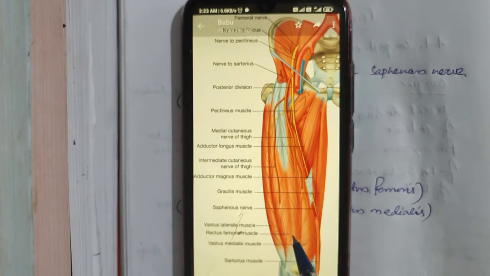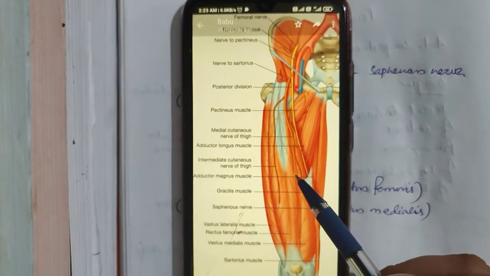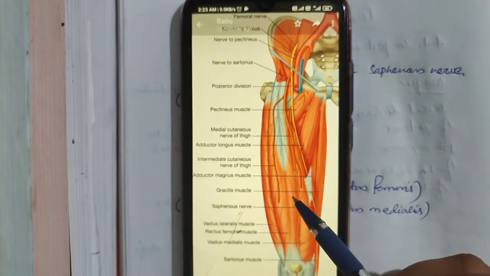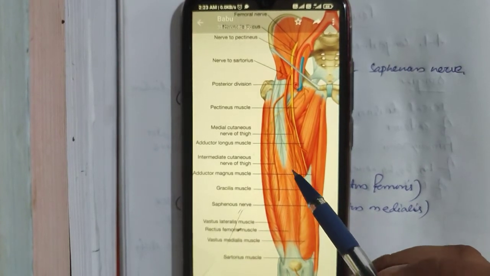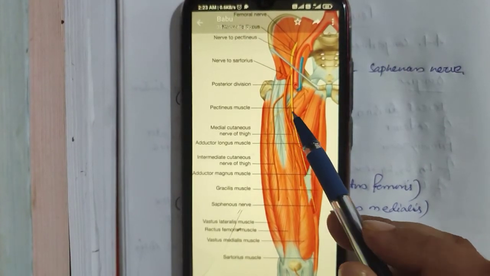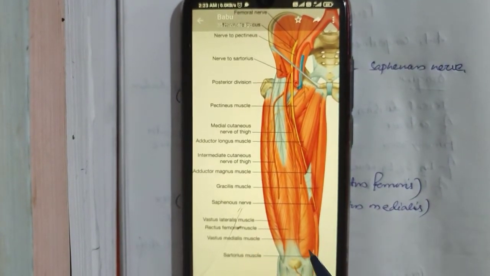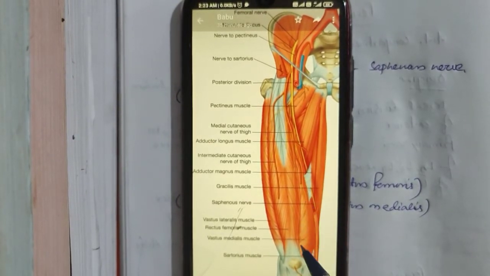Next, the rectus femoris muscle, this one. Here the yellow color is the nerve to the rectus femoris. That means it also comes from the posterior division of the femoral nerve. Next, the vastus medialis muscle. It is situated medial to the rectus femoris muscle. This muscle is called the vastus medialis muscle.